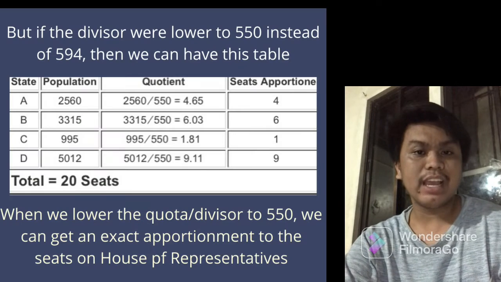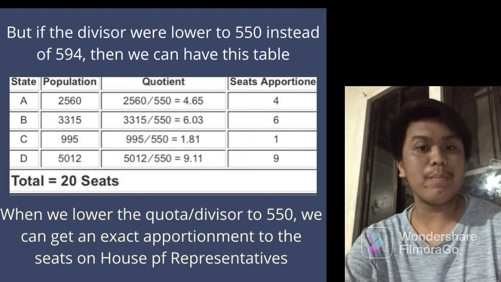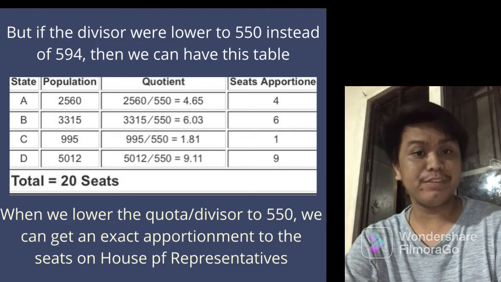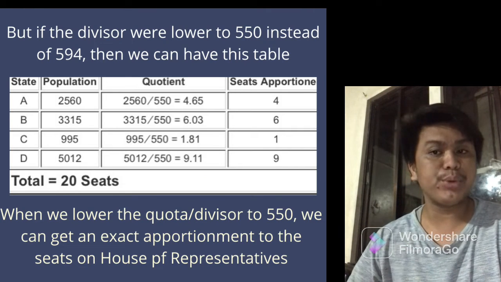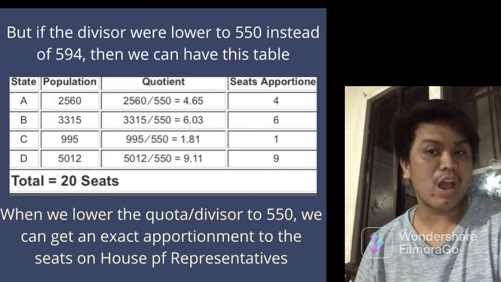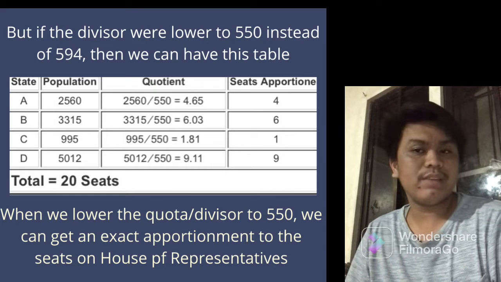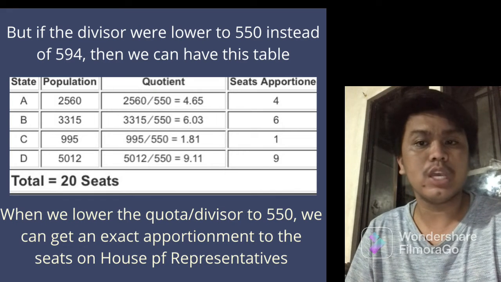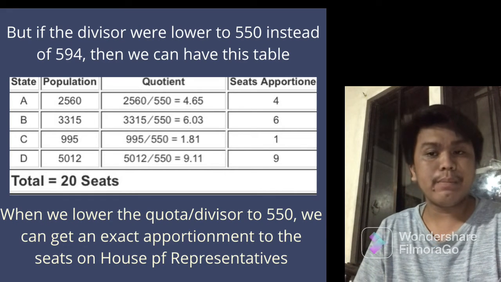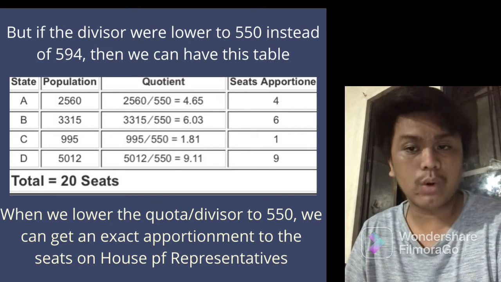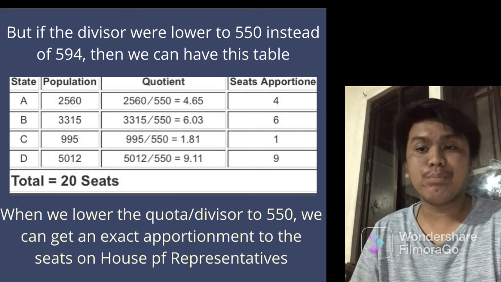What we're going to do now is lower the modified divisor. So we lower the modified divisor from 594.1 to 550. Meaning, 550 will now be what we divide into the population of each state. So, take a look at A. 2,560 divided by 550 will be 4.65. For B, we have 6.03. For C, we have 1.81. For D, we have 9.11.